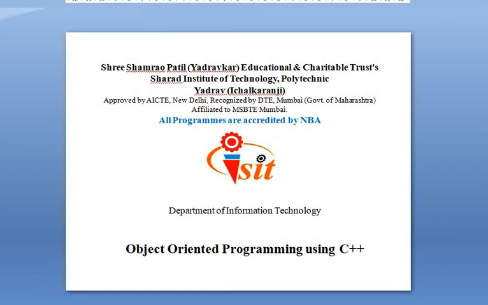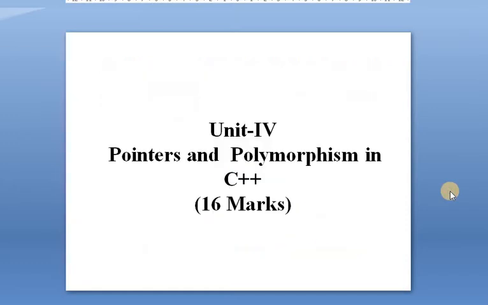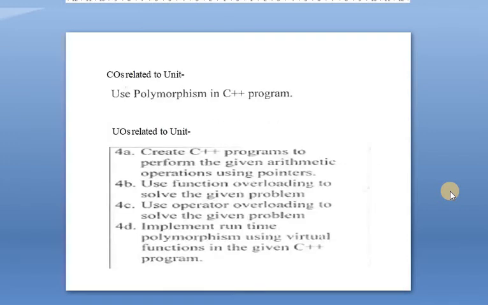Very good morning students. This is the lecture of Object Oriented Programming using C++. We have already started our fourth unit, that is Pointers and Polymorphism in C++. We will see the COs related to this unit, that is, after completion of this unit you will be able to use polymorphism in C++ programs, and these are the unit outcomes related to this unit.